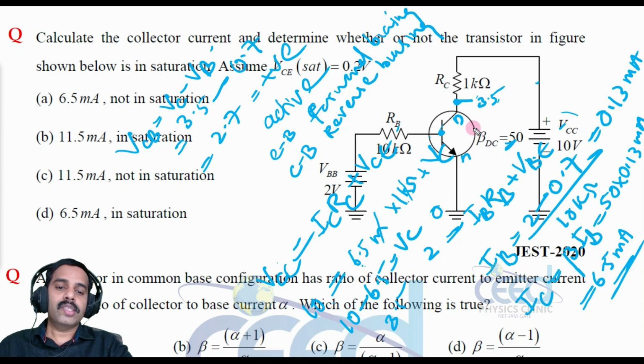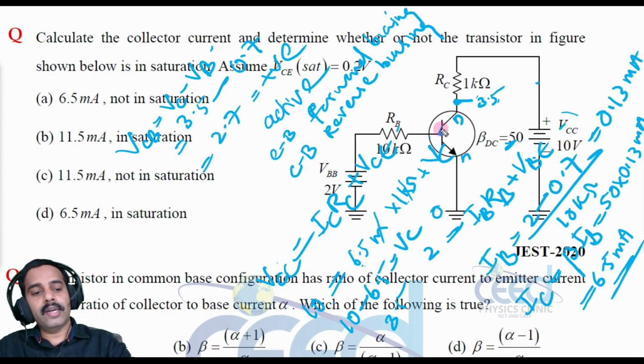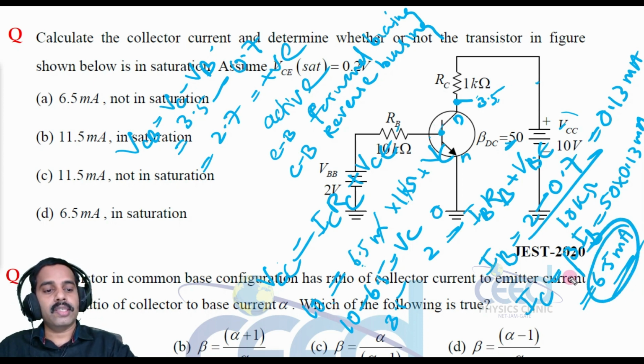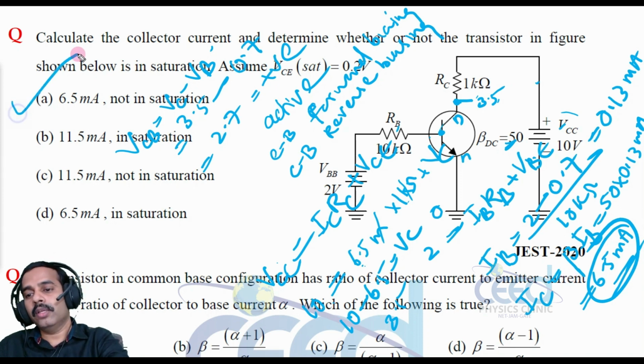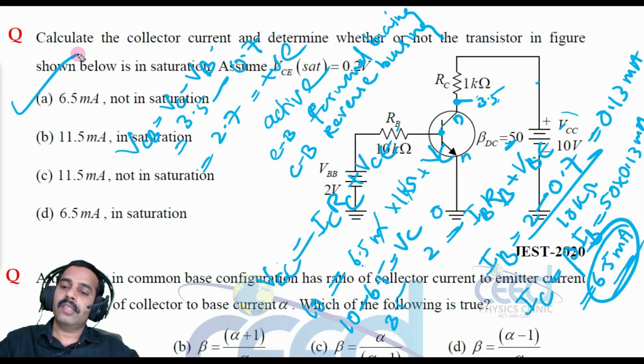So both conditions are satisfied. The emitter base junction is forward biased, the collector base junction is reverse biased. So the transistor is in the active state, so it is not in saturation. The collector current we have already seen, that is 6.5 milliampere. So option A is correct. It is not in saturation, right?